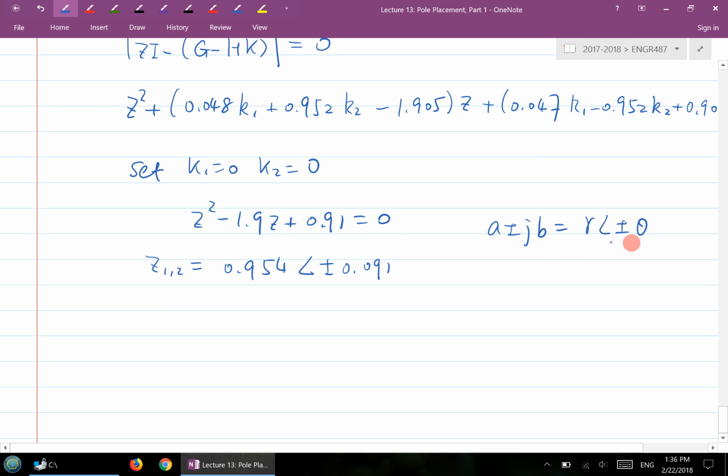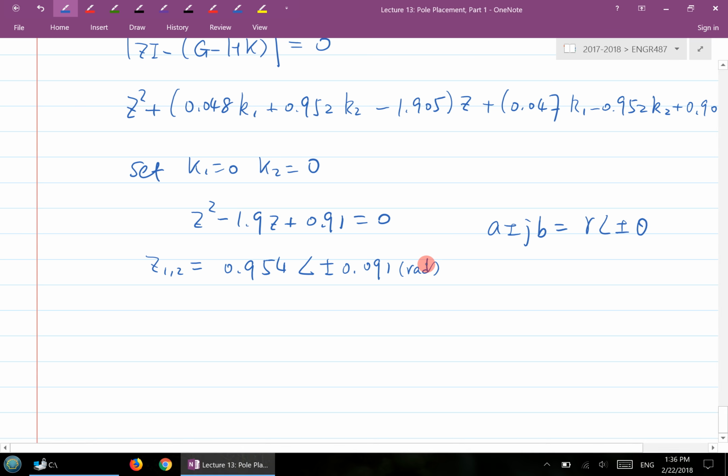what is it called again? This is called modulus and argument, or the length and the angle. So you can always write it into this format here, and this thing here is in radians. So in this case, you get a pole location with this much modulus and this angle here.